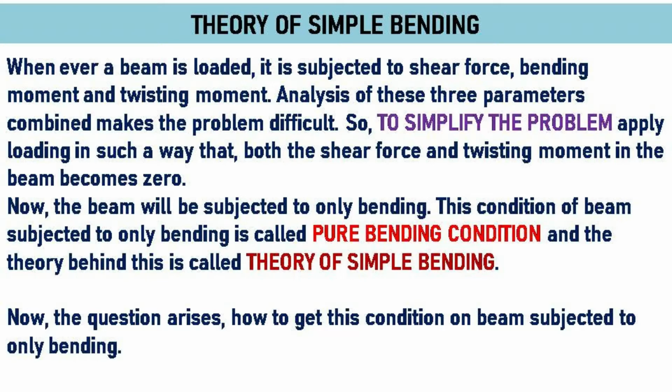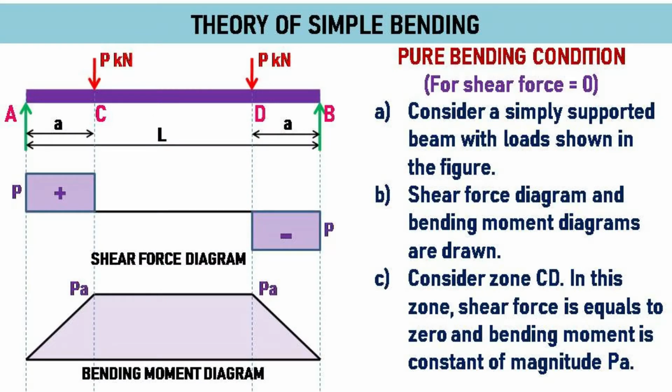So, to simplify the problem, apply loading on the beam in such a way that both the shear force and twisting moment in the beam become zero. Now, the beam will be subjected to only bending. This condition of beam subjected to only bending is called pure bending condition, and the theory behind this is called theory of simple bending.